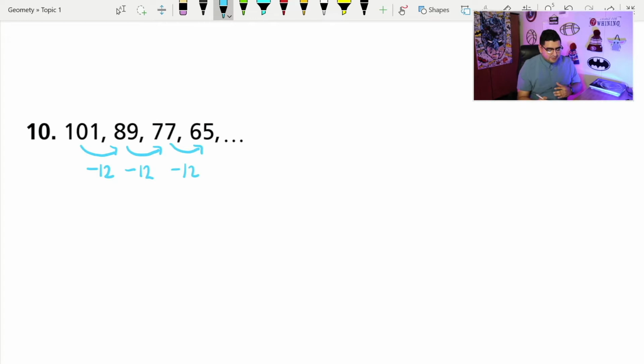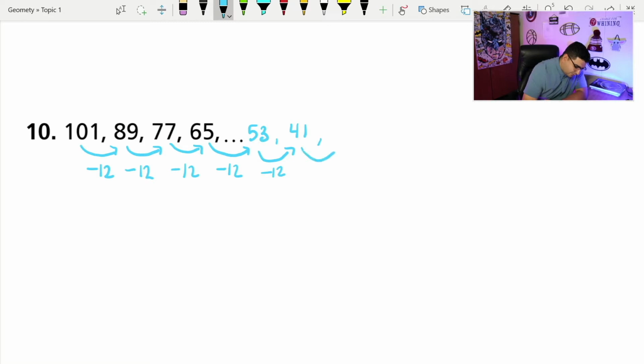So in order to find the next three numbers, I just continue to subtract 12. 65 minus 12 would simply be 53. 53 minus 12 would get me 41, and 41 minus 12 would be 29. So therefore the next three values to this pattern would be 53, 41, and 29.